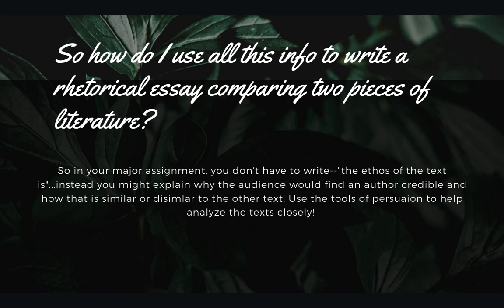Please tell us. Help. So in this major assignment, you don't need to be writing what the ethos of the text is. That might have been an exercise you did in the beginning of English 101. Instead, you want to use the tools of persuasion to help you analyze the text closely and in a way that is thoughtful and seamless, okay? So instead, you might explain why the audience would find an author credible and how that is similar or dissimilar to the other text.